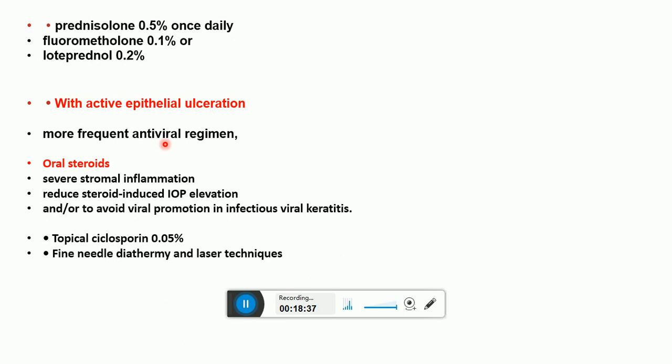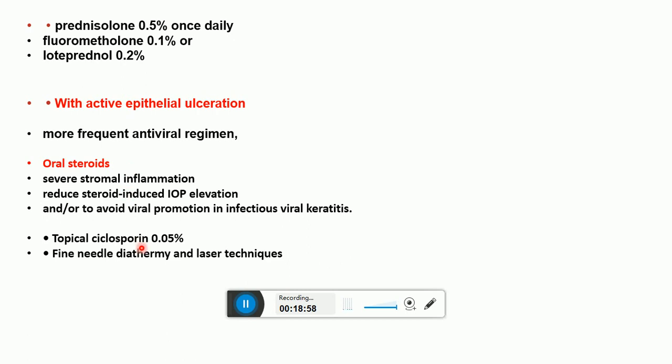Oral antiviral treatment may be helpful, but its efficacy in this situation has not been established. Oral steroids are sometimes used in severe stromal inflammation as an adjunct, or to reduce steroid-induced IOP elevation and/or to avoid viral promotion and infectious viral keratitis.